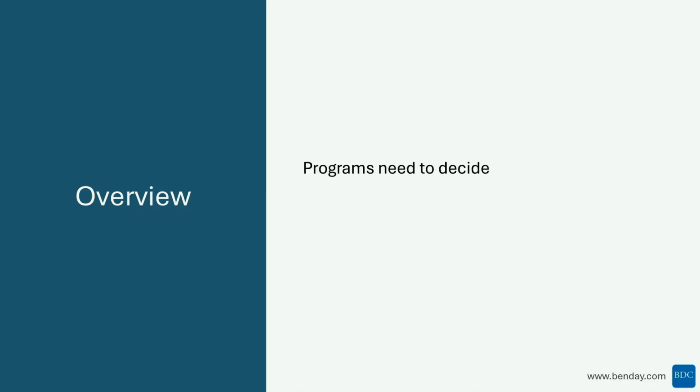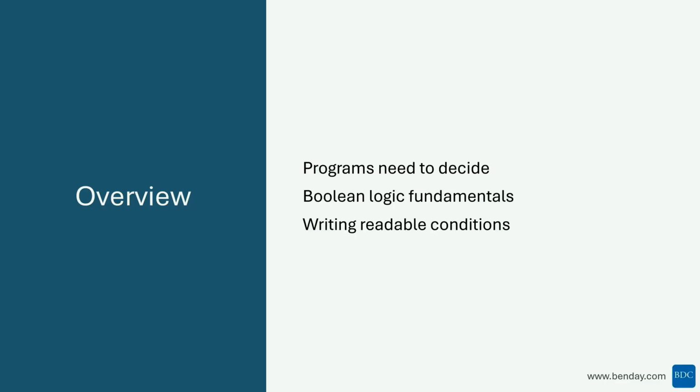Today we're learning how programs make decisions. Without if-else statements, your code just runs top to bottom. With them, your programs become intelligent. We'll explore Boolean logic, true and false, and, or, not, the building blocks of all decision-making in code. And I'll show you how to write conditions that actually make sense when you read them 6 months later. This matters more than you think.